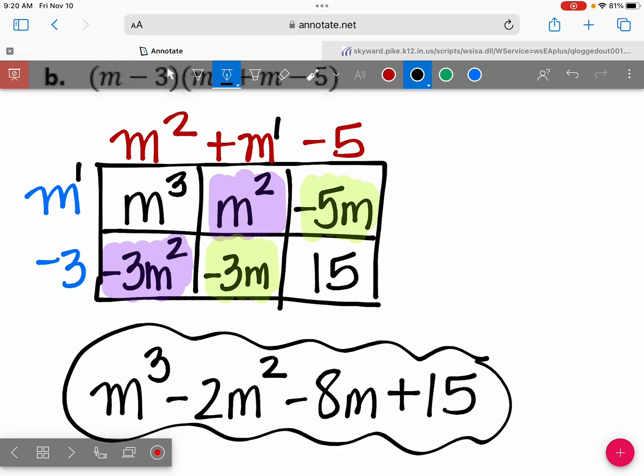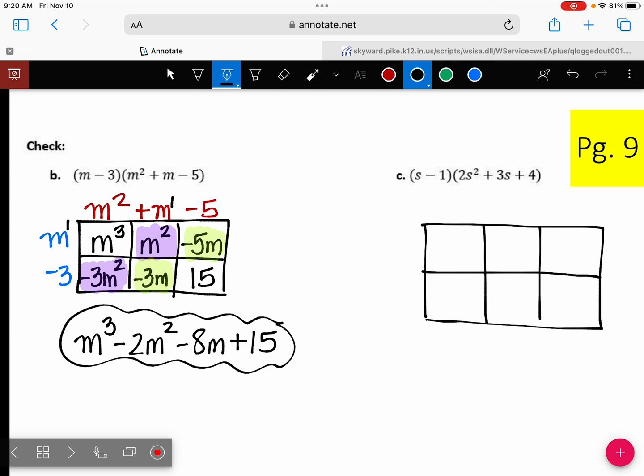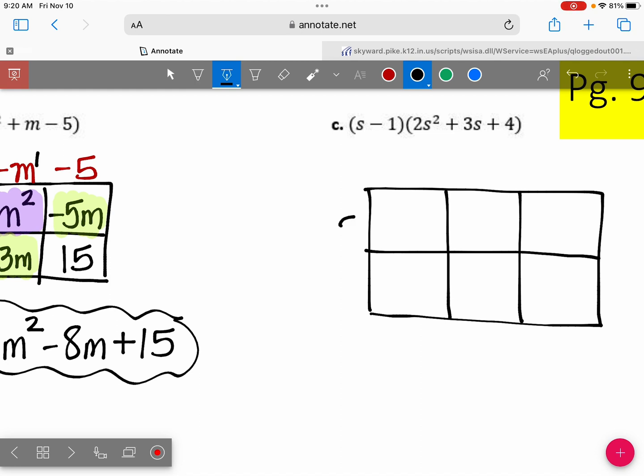All right, one more question. Let's go ahead and make our box. I don't like to use the letter S because it looks like a 5. So I'm gonna really try to make sure that it doesn't. So we have s minus 1 down the side, and then 2s squared plus 3s plus 4. All right, go ahead and fill in all 6 squares.